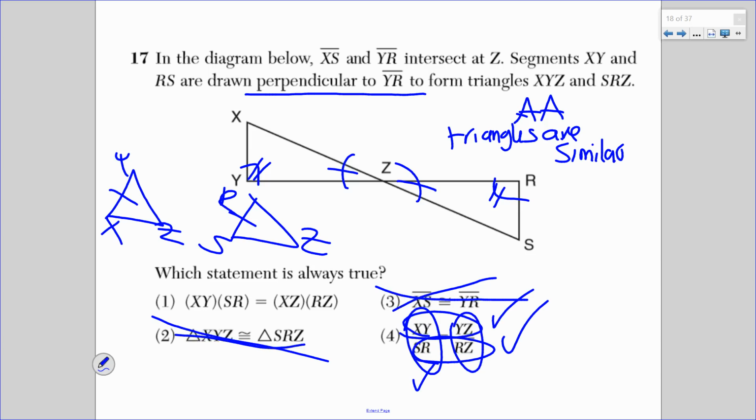Y, Z, and R, Z check out because they correspond. Yes, everything is good here. This is correct.